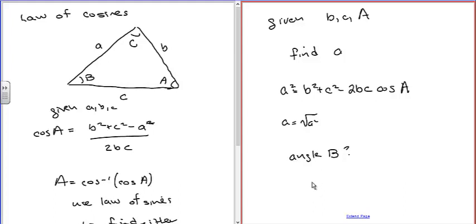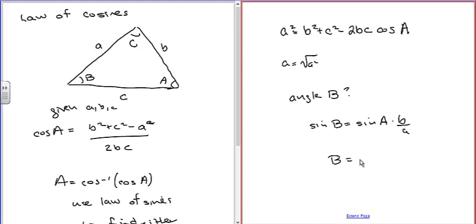Okay, so what is that? Well, we know the sine of B, and now that I have side A and I have angle A, I can say sine of B is equal to the sine of A times B over A. So I'm given B, I've calculated A, I've been given angle A, so then I can find angle B by taking the inverse sine, and then angle C, which I don't know yet, is 180 minus A minus B.